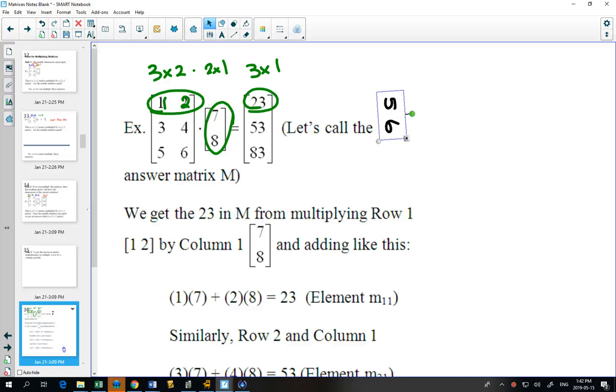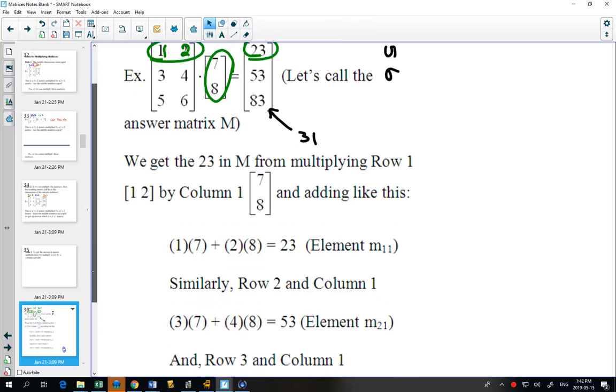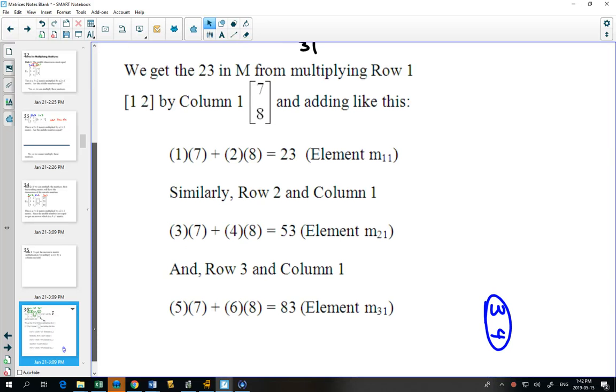And so the position of the answer, this one right here, is in row 3, position 1, which tells me I need to take row 3 and multiply it by column 1. Row 3, column 1: take row 3, multiply it by column 1. And we get all of our answers that way. Oh, there's my 3, 4.